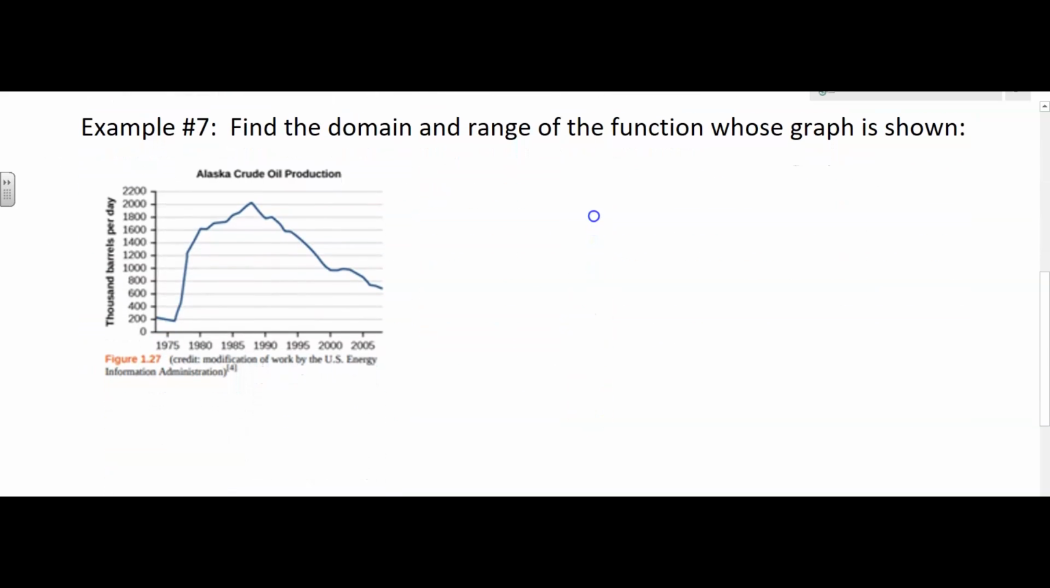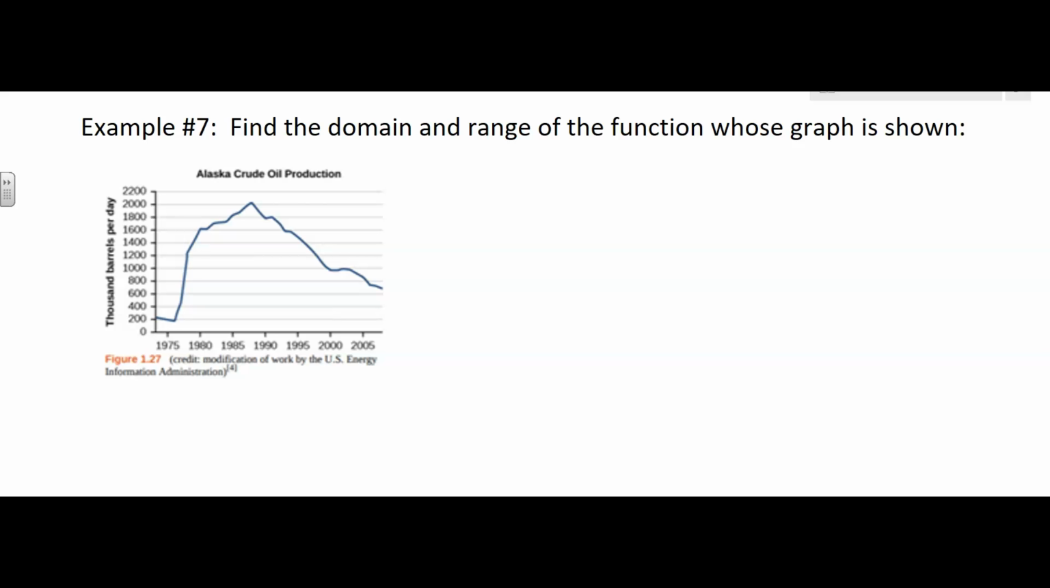Now this next example. When they give us examples like this, it's a real-world example. It's talking about Alaska crude oil production. It has the years along the bottom, it looks like. So they start with 1975 to 2005, they're kind of showing that. And then along the y-axis, it's thousands of barrels per day. Okay, so that's how many are being produced.